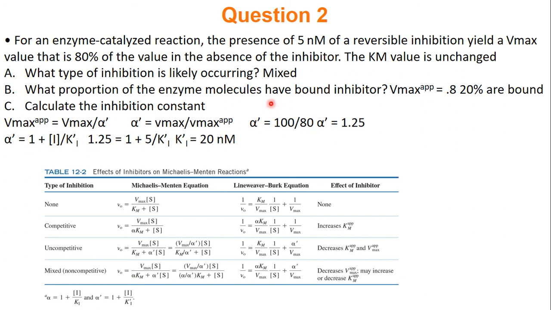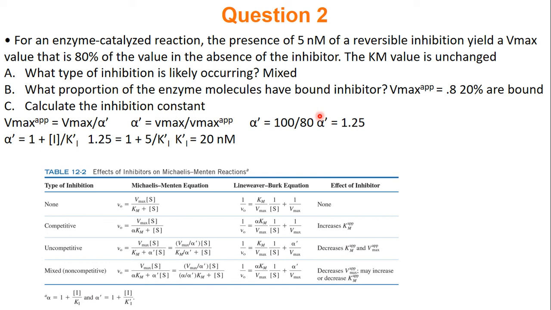It actually doesn't matter what numbers you choose here, as long as the ratio is always 100 to 80. So you could use 1 and 0.8. You could use 1,000 and 800. As long as the ratio is the same, it doesn't matter. And what we find from this is that alpha prime equals 1.25.